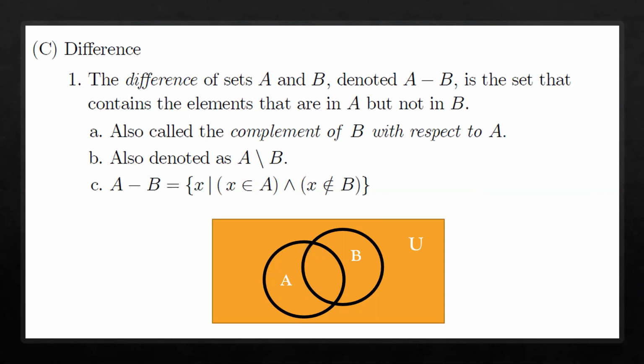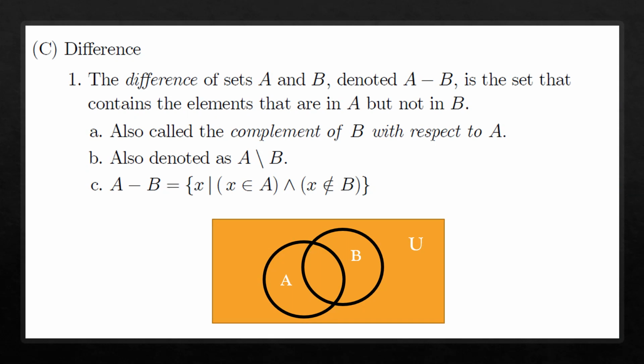The difference of sets A and B, denoted A minus B, is the set that contains the elements that are in A but not in B. The tricky part with the difference of sets is that the order here is really important. Notice from the definition, it contains elements that are in A. So at the end of all this, where we take A and subtract B, we should be ending with elements that are in A.